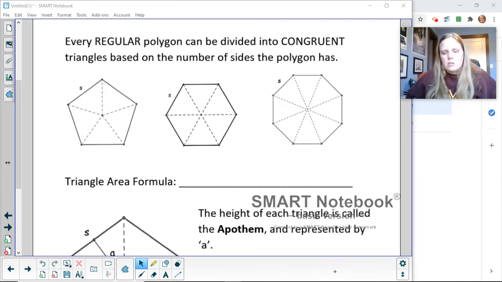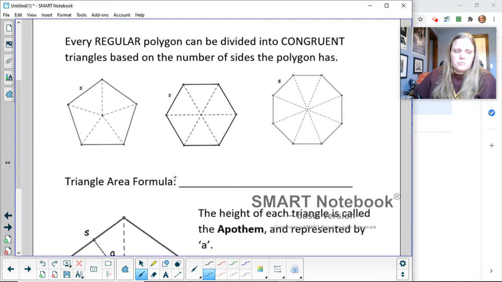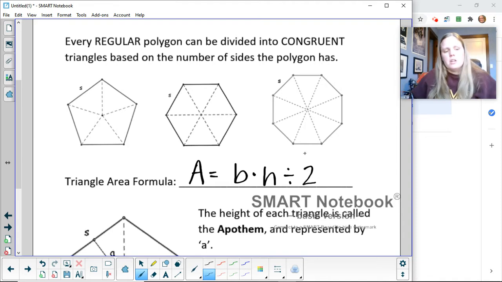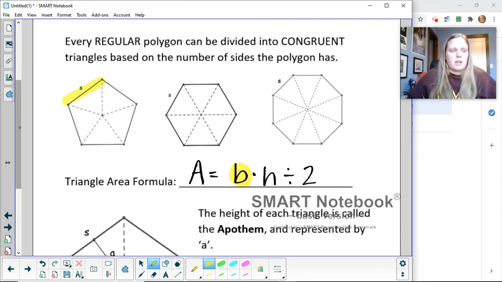So first thing we need to do is recall what is the formula for area of a triangle. So area of a triangle is base times height divided by 2. Now, clearly you can see that nothing is listed as a B for base on here. So what we're representing as the base is actually going to be the side length of the shape itself. So let me highlight that for us. So this side length would be considered the base of the triangle.